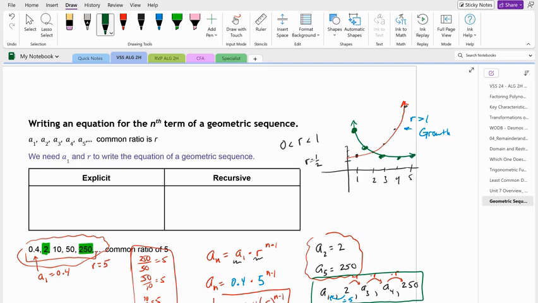And technically in a sequence, it's only the points. We wouldn't connect them because in a sequence, we only have specific values. It's a discrete situation. This is exponential decay. The values are getting smaller, approaching a number, typically 0. All right, so hopefully that makes sense.